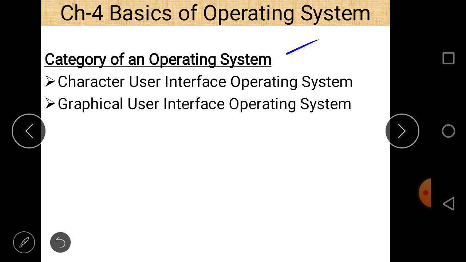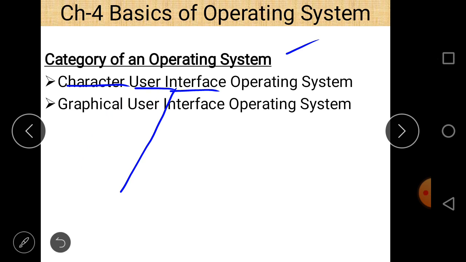So as the name suggests, character user interface means the user can interact with the operating system, and the operating system is able to interact with the hardware or with the user, using characters. Character user interface, these are the three words. So the user can interact with the operating system by typing different types of characters. That's why it is called the character user interface.